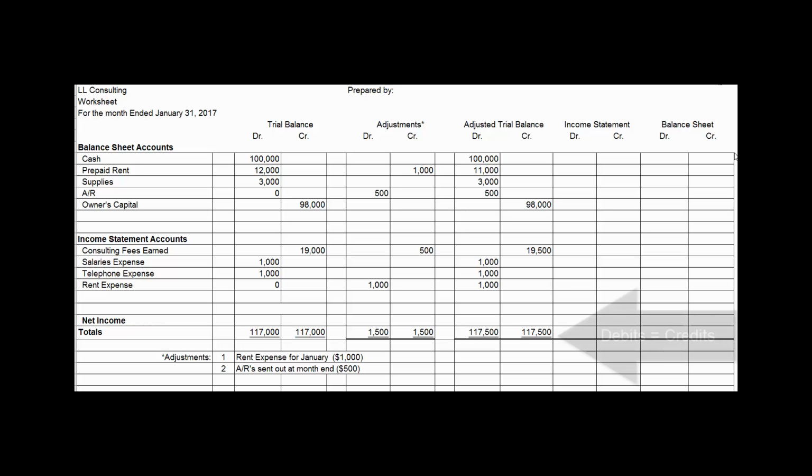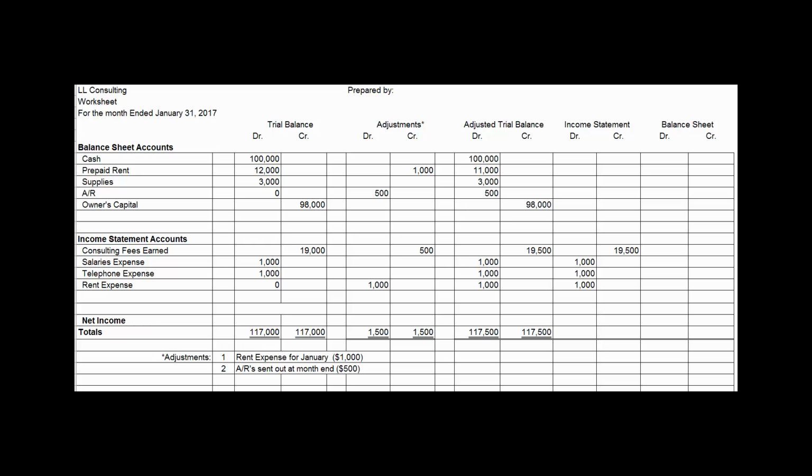And sure enough, we have $117,500 worth of debits and credits. So we're on the right track. And what's going to happen when you do a complicated one of these is this is where you're going to mess up. Some of these numbers aren't going to carry over just right, and you're going to discover that you have more debits than credits or vice versa, and you have to go back and figure out what you messed up.